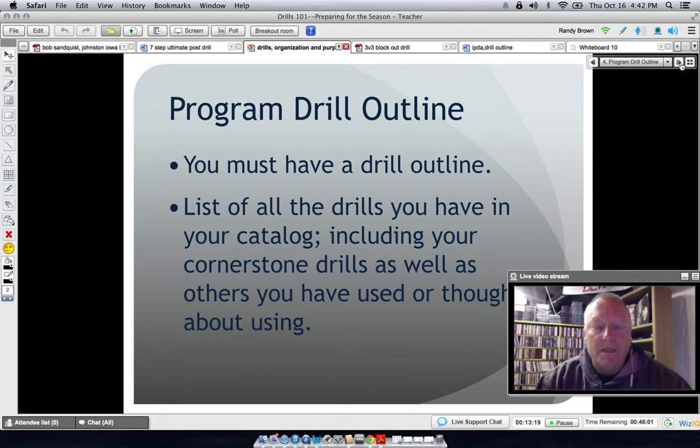So I am really going to ask you to, and encourage you to, challenge you to construct a drill outline. And I'm going to give you some examples tonight of what that looks like. But it starts out as an outline that I liken to a book. When you open up a book, it has the title, and then it has the chapters listed, 1 through 24, the chapters of the book.